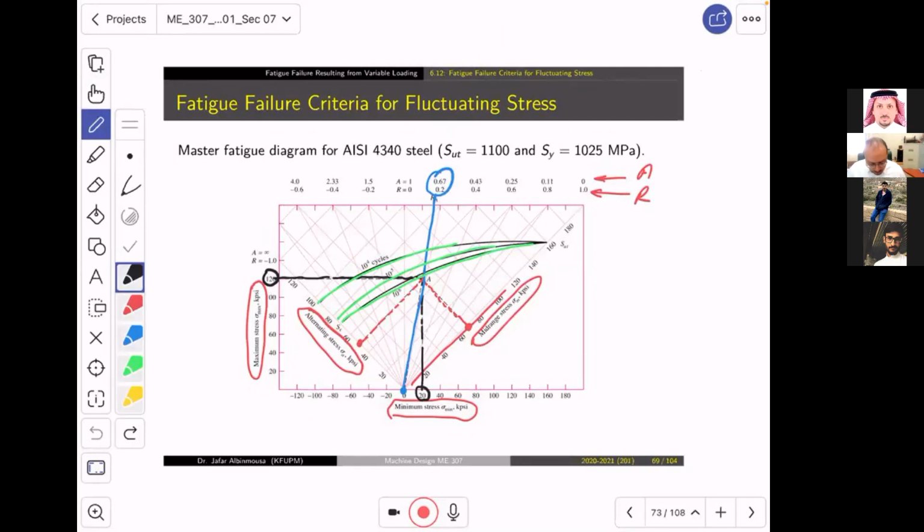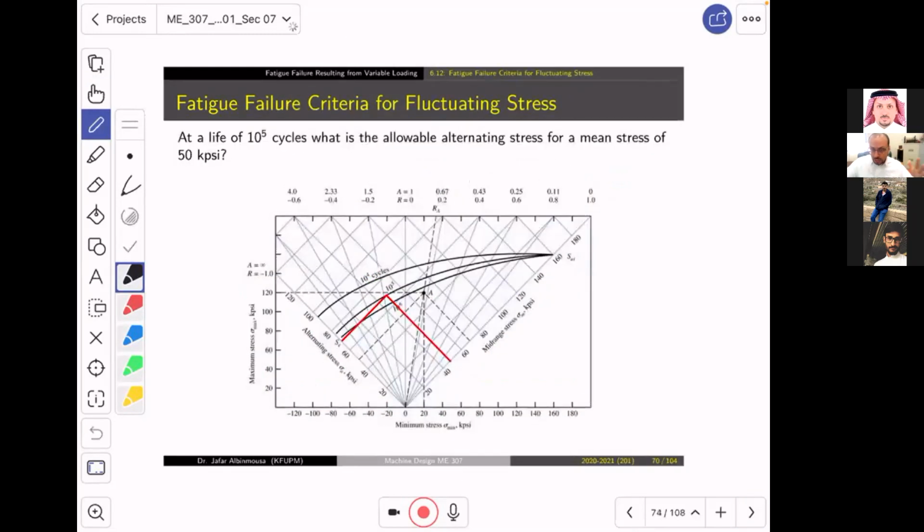So let's say the example that we had before was for AISI steel 4340, a very common steel in machinery. Its ultimate strength is 1100 megapascal, and the yield stress is 1225. That's a lot of yield, huh? Now I'm going to show you how to use the master diagram. It says at a life of 10 to the power 5 cycles, which is 100,000 cycles, what is the allowable alternating stress for a mean stress of 50 ksi? This is in ksi, not in megapascal.